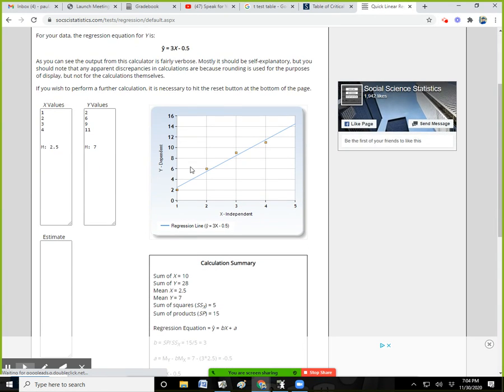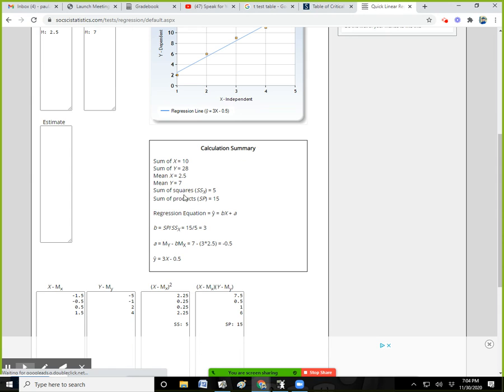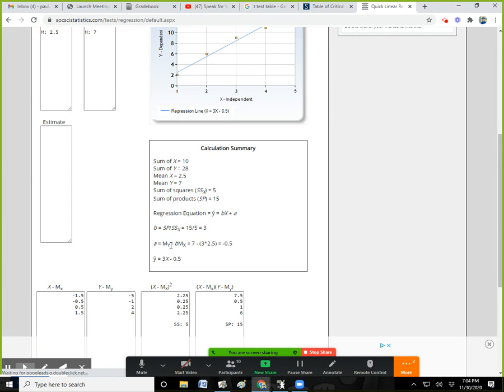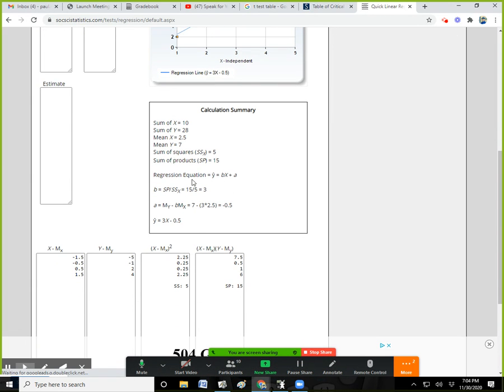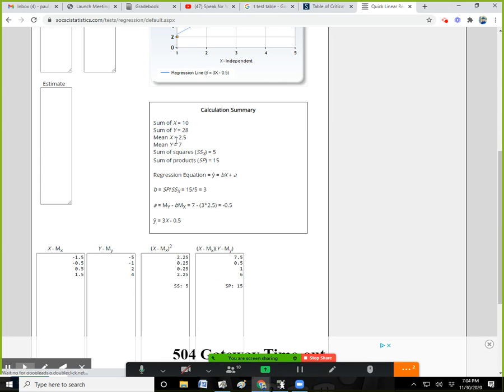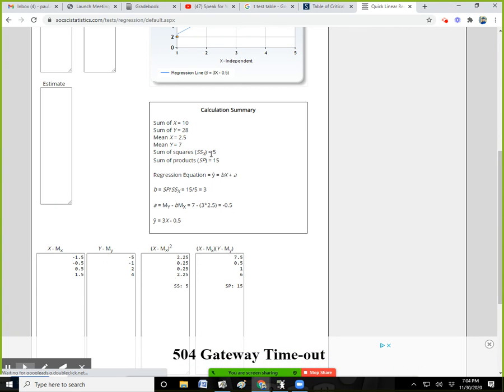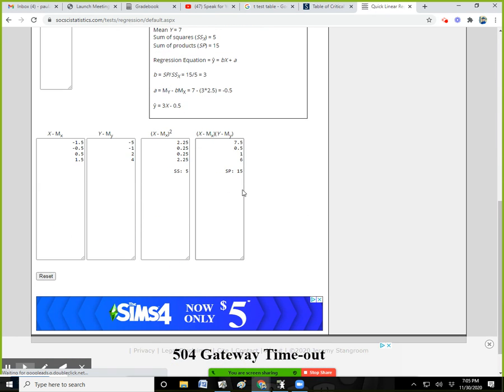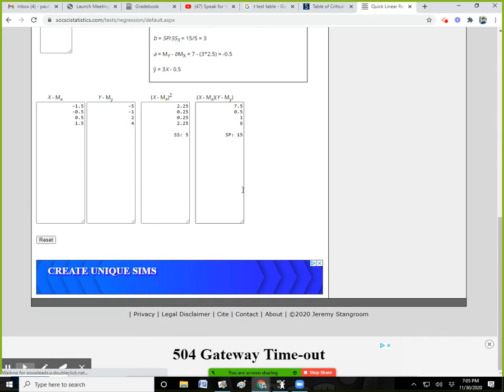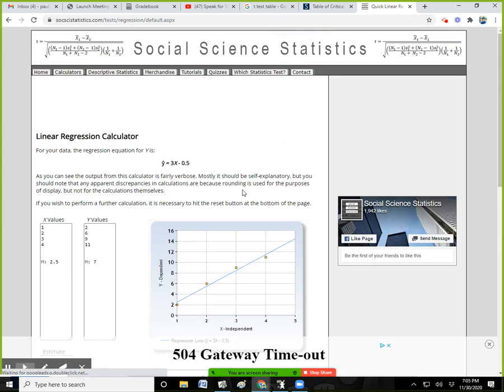Okay? Oh, look at this. Look at all these cool information down here. Sum of x, sum of y, mean, sum of the squares, sum of the products, regression equation. Wow, that's cool. Okay? So you can always find that too.